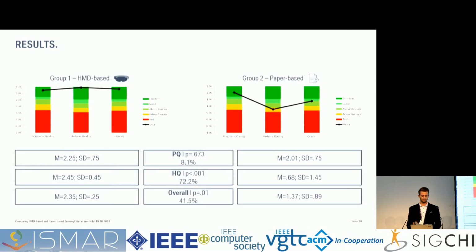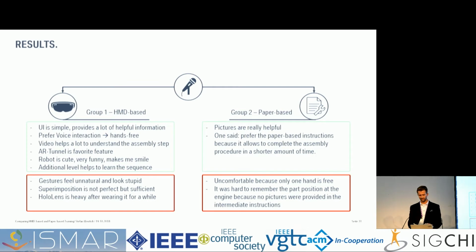Let's have a look at the User Experience Questionnaire, measuring the pragmatic and hedonic quality. We found significant differences for the HQ and for the overall quality. For the HQ, we found a 72% higher score for the HMD, and for the overall quality a 41% higher score. This is my last slide.